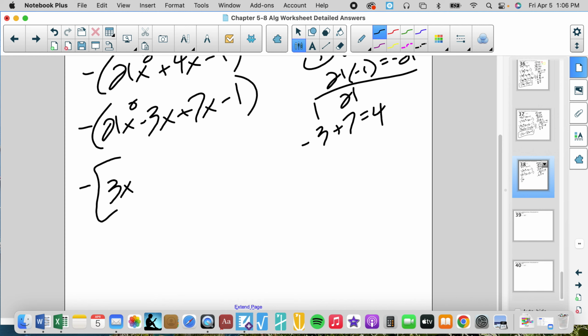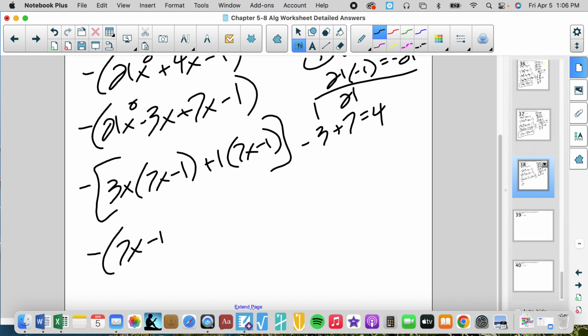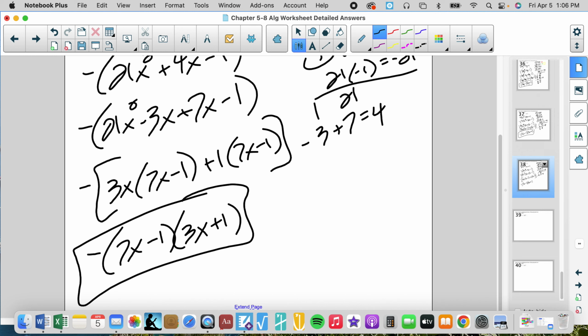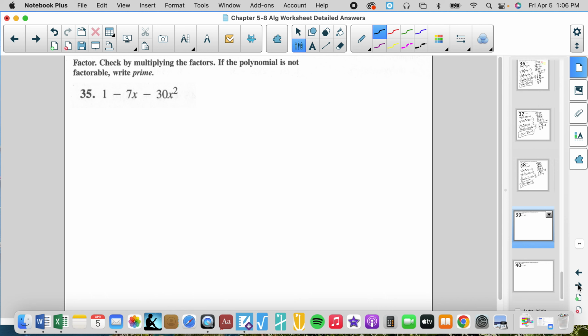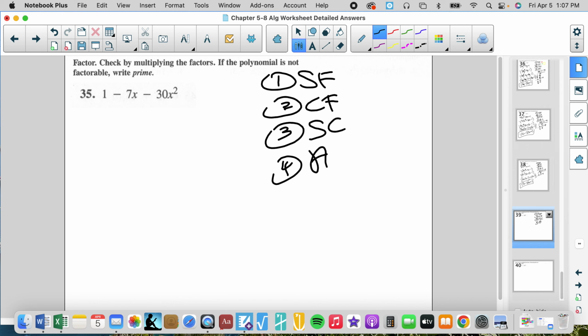My first term is positive. I didn't factor out a negative, so my first term is positive. That gives me 7x minus 1. I'm going to factor out a positive 1. And we get 7x minus 1, 3x plus 1. You can roll these out this fast. That's good. Standard form, common factor, special case, a times c.